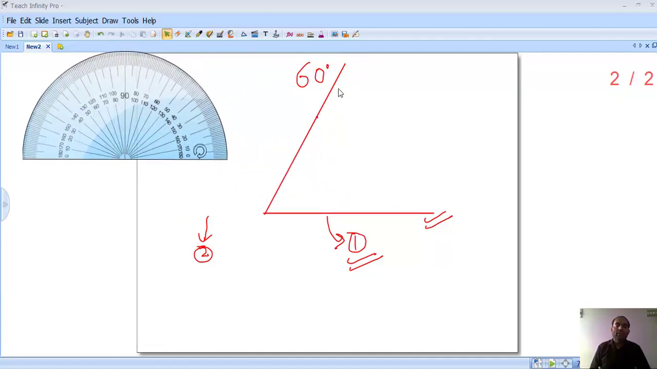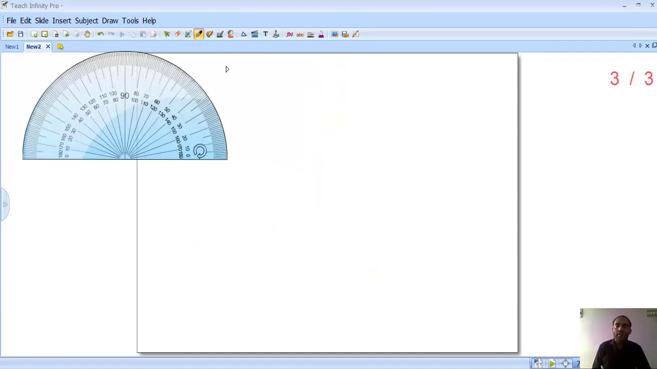Okay, remove this and give it a name. This is point A, this is point B, this is point C. And how much is it? 60 degrees. Angle ABC equals 60 degrees. I think you have understood. Let's take one more example. This time I ask you to draw an angle of 30 degrees.